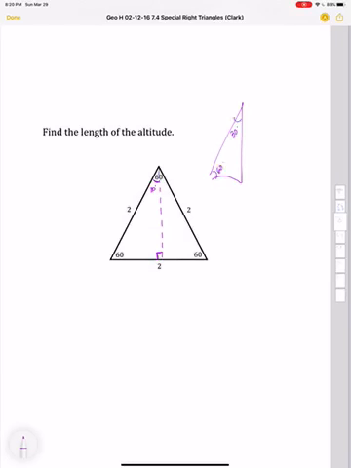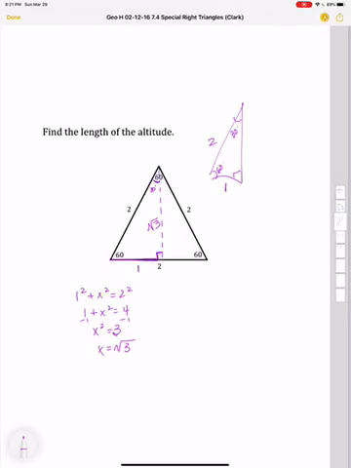I apologize. So what we have here, this is 2. If I cut this in half, then it becomes 1. This is 1. We want to find the height, the altitude. So we use our Pythagorean theorem. 1 squared plus x squared equals 2 squared. So 1 plus x squared equals 4. x squared equals 4 minus 1, that's 3. And so that means x equals the square root of 3.